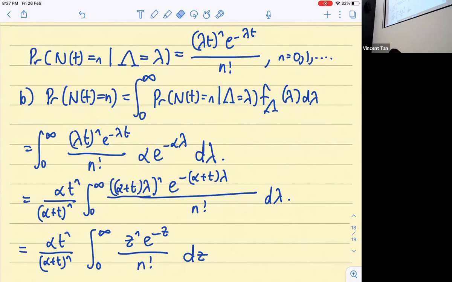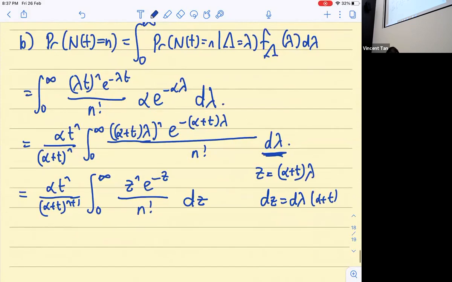Now we do a change of variable. We let z be this. Then dz is equal to d lambda times alpha plus t, right? So you need to replace this d lambda by dz divided by alpha plus t. So we have this plus 1 here. Change of variable: you need to be skillful in integration. When I was young, I was very skillful in integration. Now, not so good, but I can still do this.